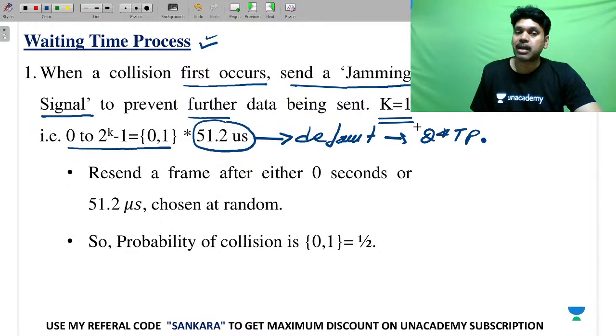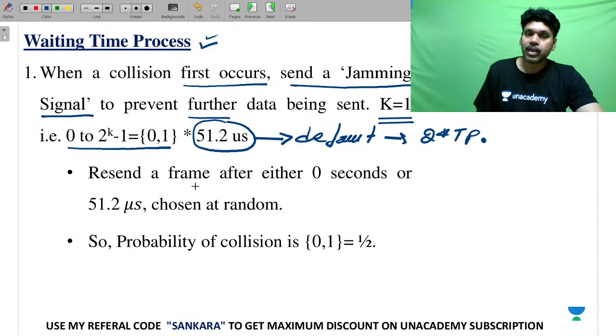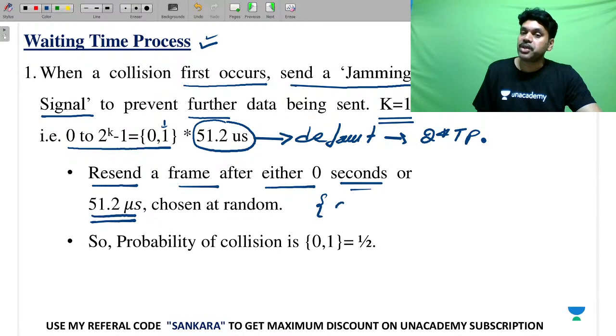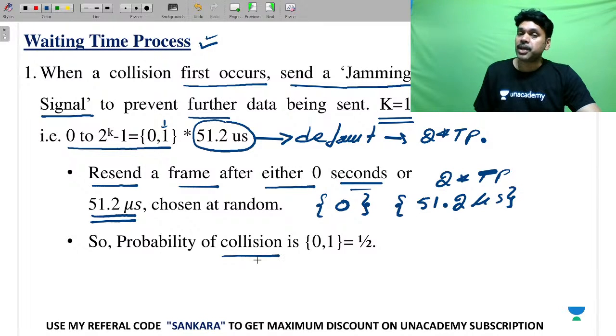I will give you one example so that you will understand. Resend a frame after either 0 seconds, if you choose the 0th slot, or 1 into 51.2 microseconds. So your waiting time is either 0 according to the first iteration, or 1 into 51.2 microseconds, which is nothing but 2 into TP time. So the probability of collision is 1 by 2.